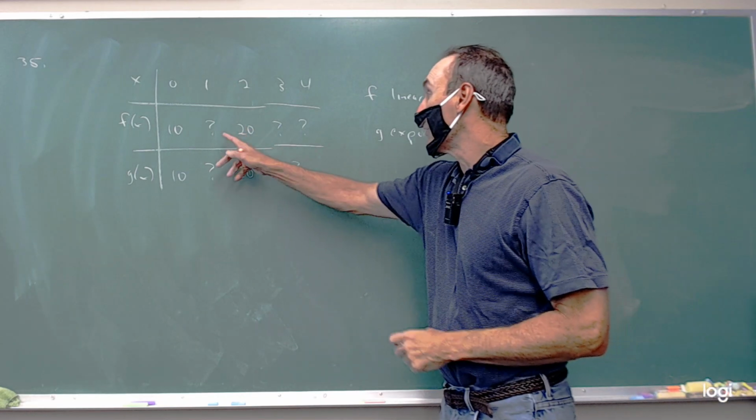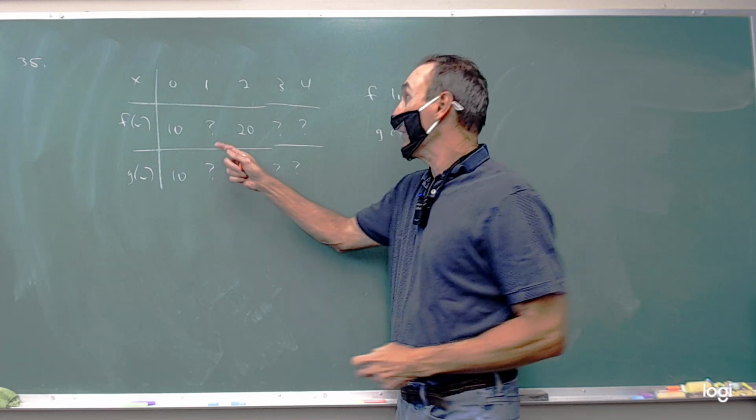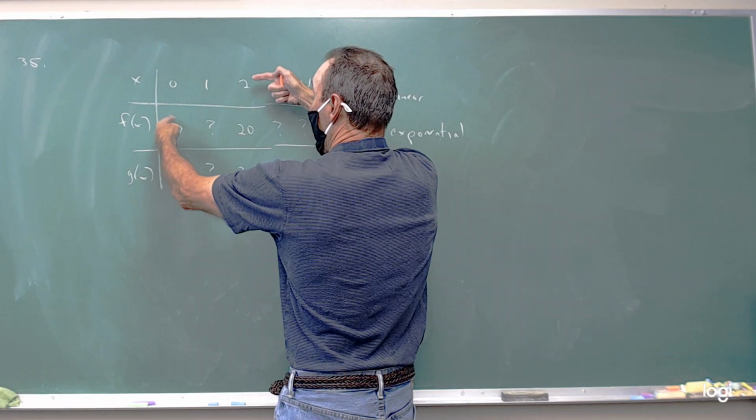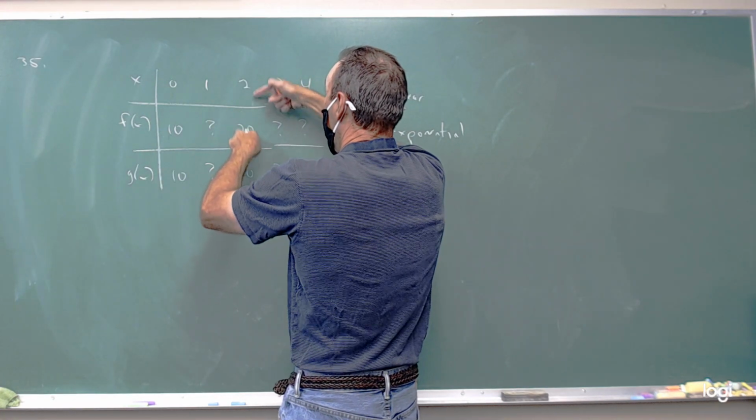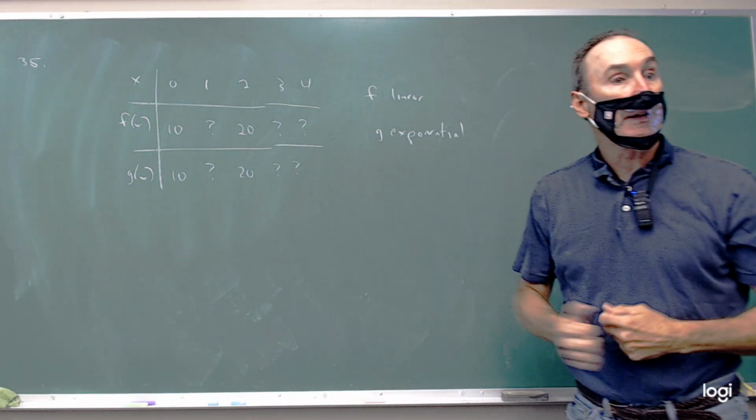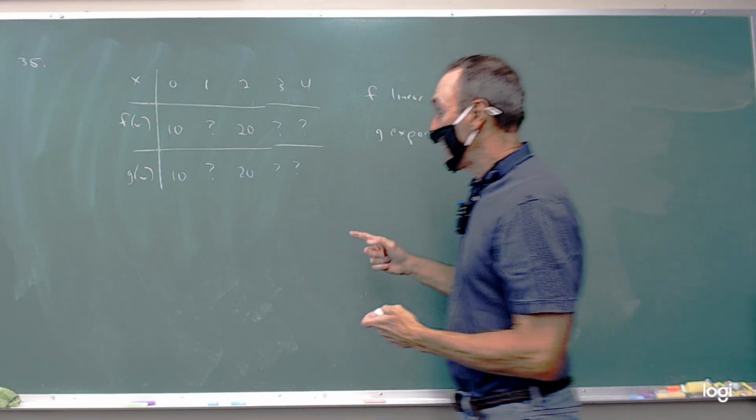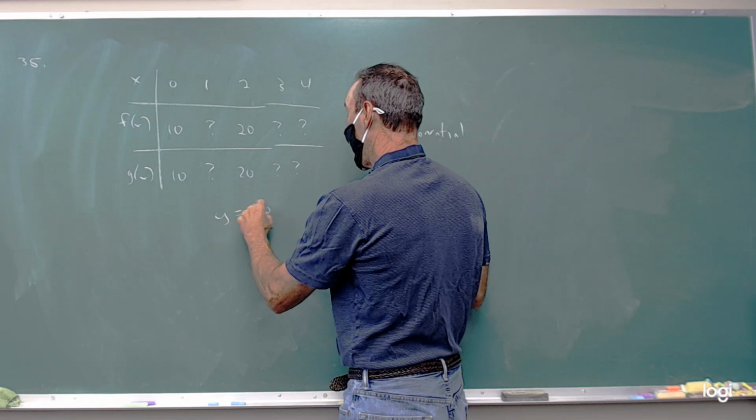So here you can find the slope, because you have 0, 10, you even have the y-intercept, 0, 10, 2, 20, you can give the slope, and you got y equals mx plus b. The exponential is tougher, because we're going to go y equals ab to the x.